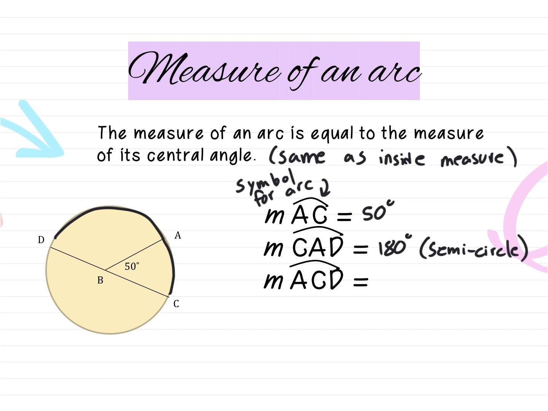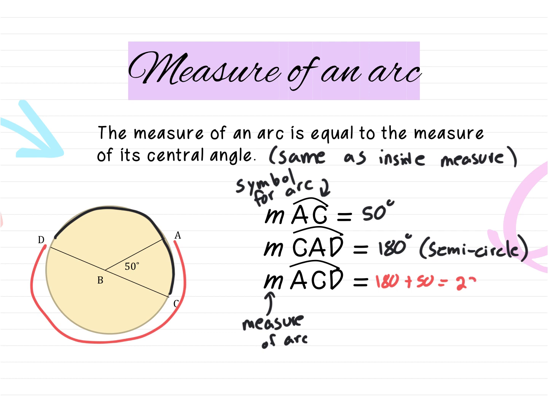And then the last one, again, M stands for measure of arc, because we have the little symbol. I just want to write it down. They want us to find the measure of arc ACD, so this one right here. Now that's going to be an addition. We're going to do 180 for the semicircle plus the 50 to find this measure. So the measure of this arc is going to be 230 degrees.